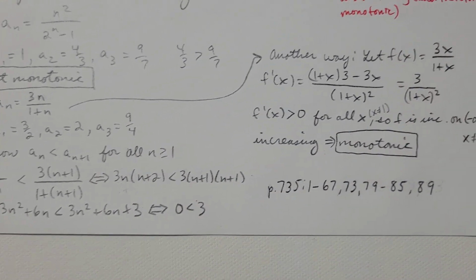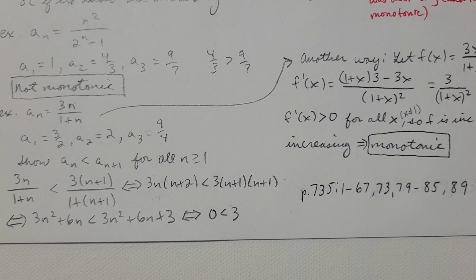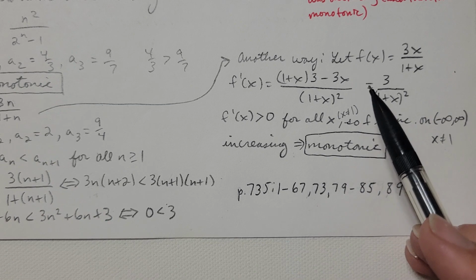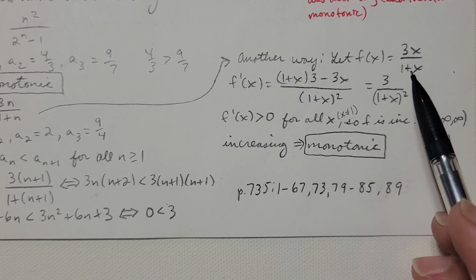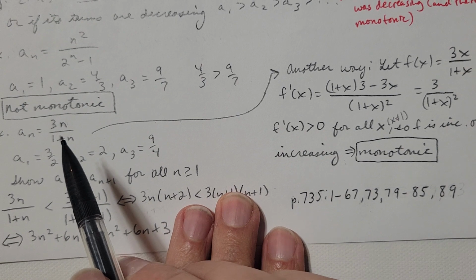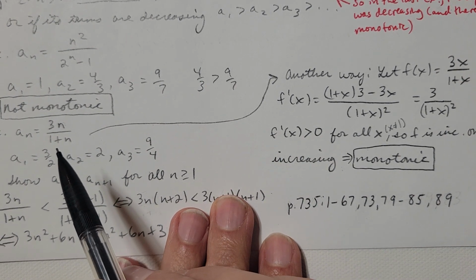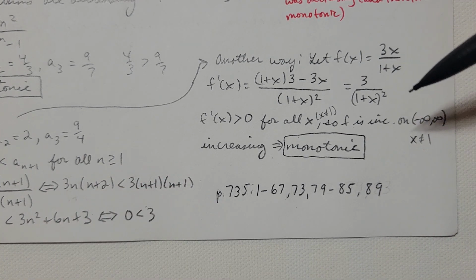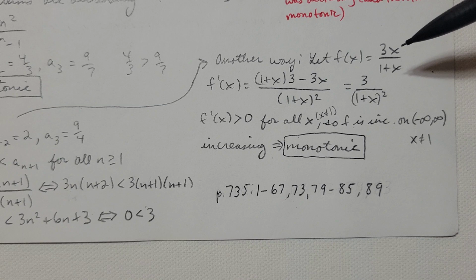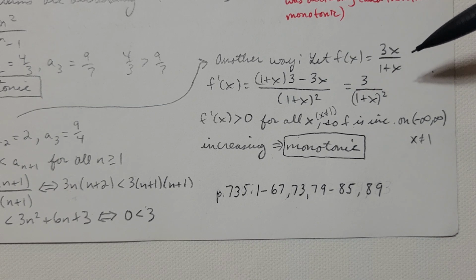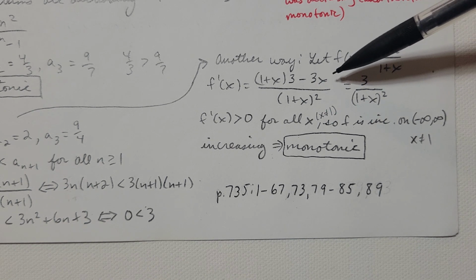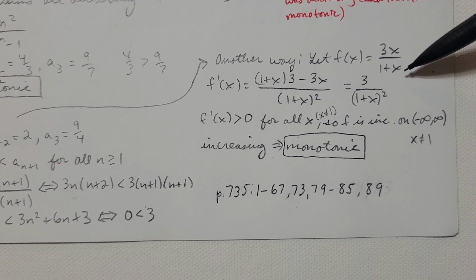Okay, now another way is I got to show that this sequence is increasing. Well, what if I had the function f of x equals 3x divided by 1 plus x? That's a similar thing, right? Now, going back to Calc 1 here, if I take a derivative of 3x divided by 1 plus x, that'd be a quotient rule, right? So I got the bottom times the derivative of the top, that'd be 3, minus the top, 3x, times the derivative of the bottom, that's 1, all over the bottom squared.